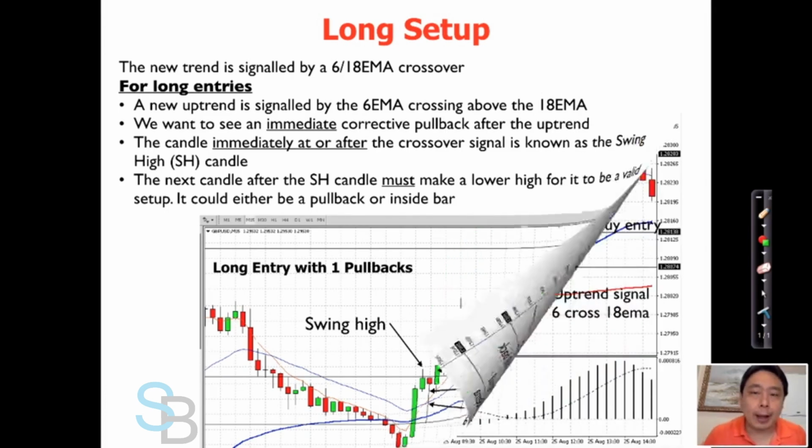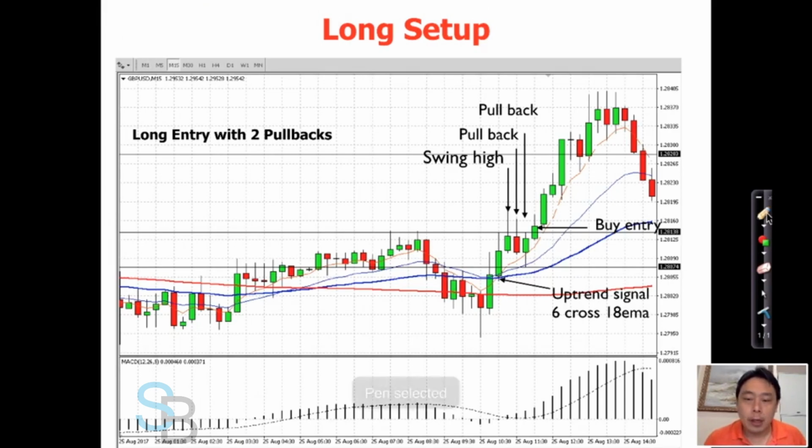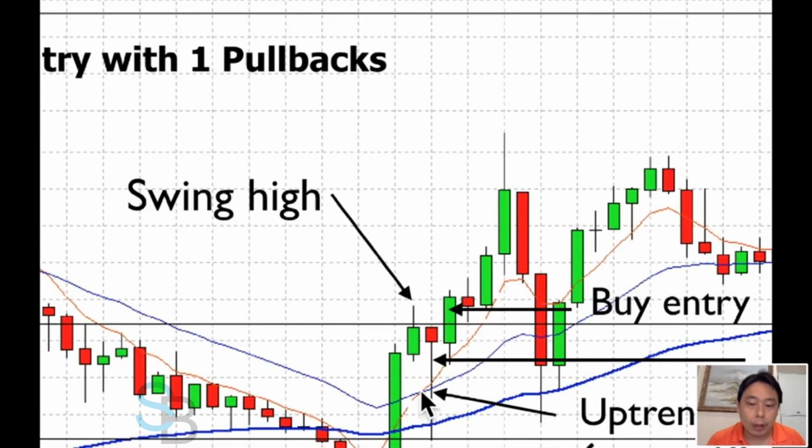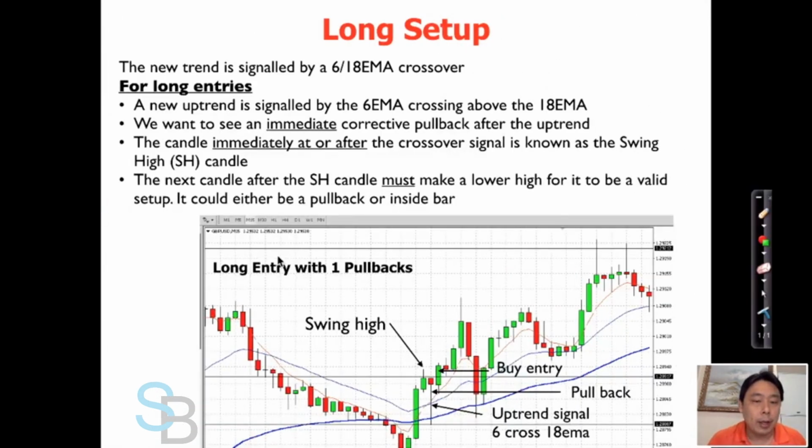All right, so let's take a look at another example. In this example, we have a long entry with two pullbacks before we enter the trade. Recall that in the previous example we had one pullback. Right at the cross, we had a swing high, one pullback candle, and then the next candle went higher than the high of the pullback candle, triggering our buy order and getting us into the trade. So in this case, it was one pullback for this entry.